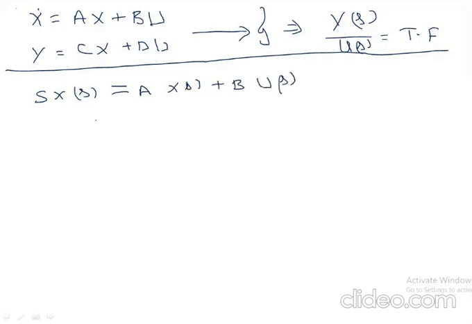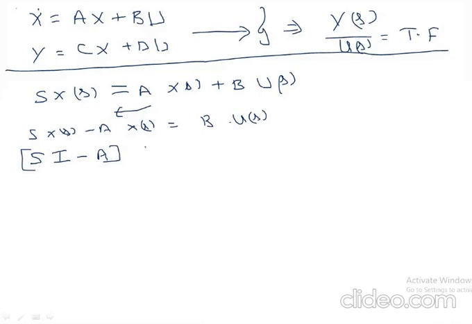From this expression, if you send the similar terms to one side, you will get s into x of s minus a into x of s is equal to, on the right side, only b into u of s. From this, if you take the common term s, as s is a scalar quantity and a is a matrix, hence I am multiplying with the identity matrix. All of you are aware that multiplication by the identity matrix will not change anything. So I am writing si minus a, where I is the identity matrix, into x of s is equal to b into u of s.